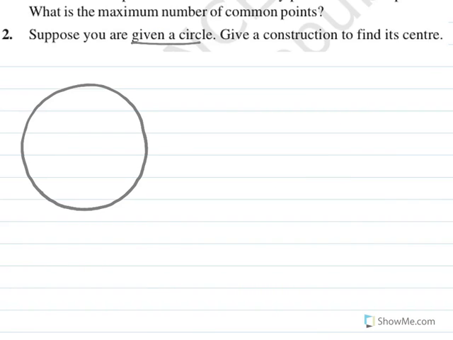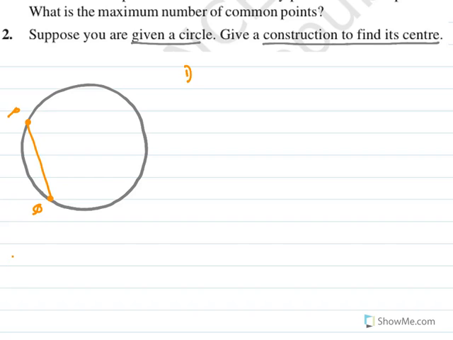Suppose you're given a circle, give a construction to find its center. So here we have a circle and we need to find its center. To find its center, first we will draw a chord of the circle. To draw a chord, we take two points, say P and another point Q, and we join them. And we'll draw the perpendicular bisector of PQ.